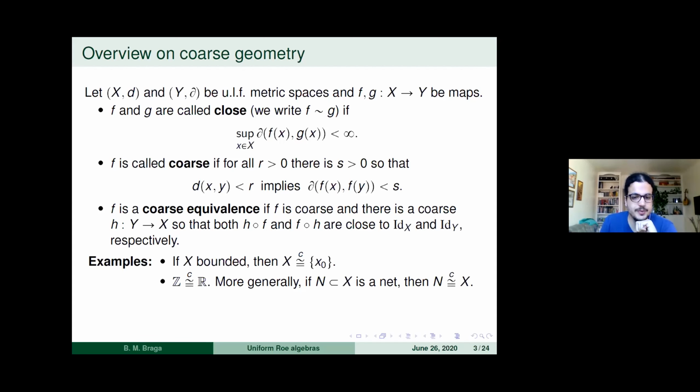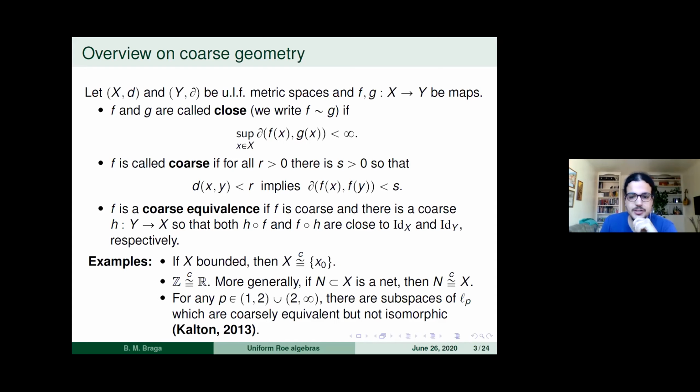Also, if you have Z is coarsely equivalent to R, or more generally, if you just take a net in a metric space, and by a net, I mean a set which is epsilon dense and delta separated by some epsilon and delta, those are coarsely the same to us.